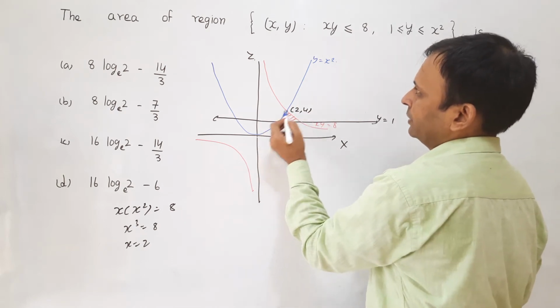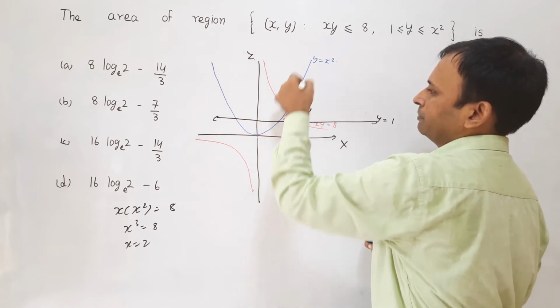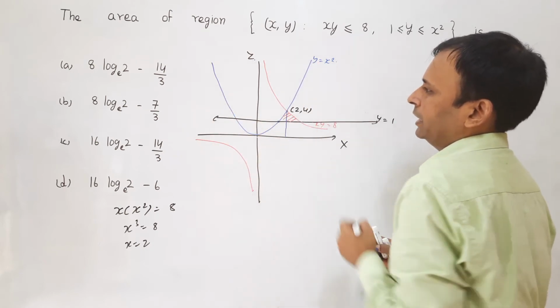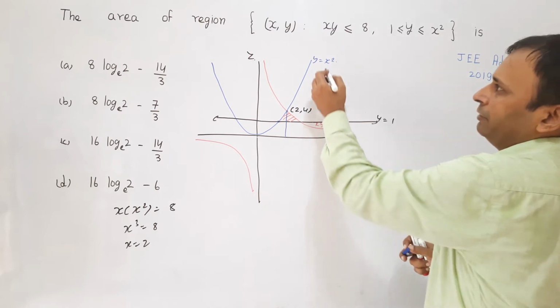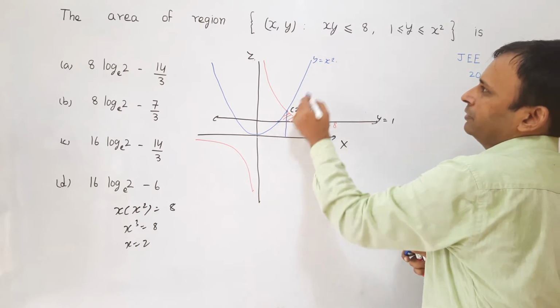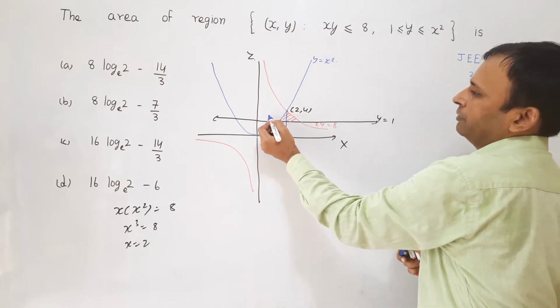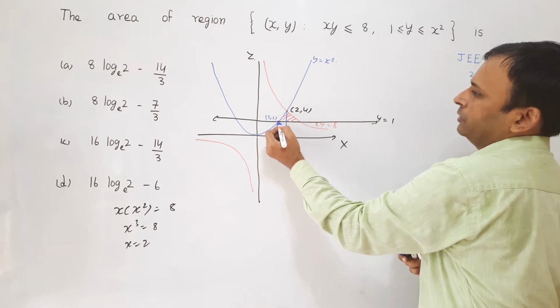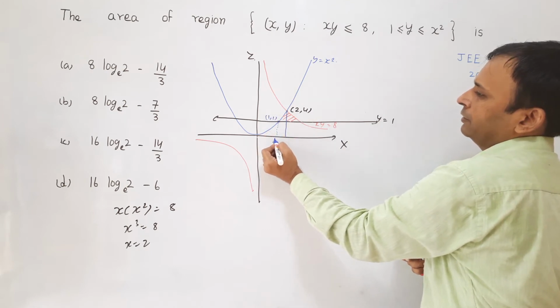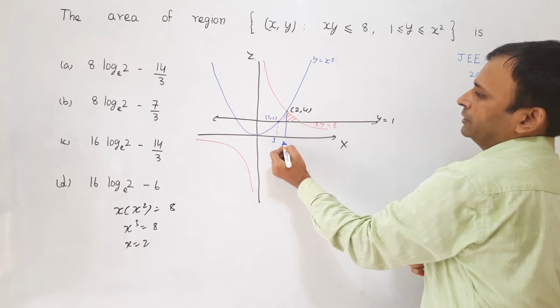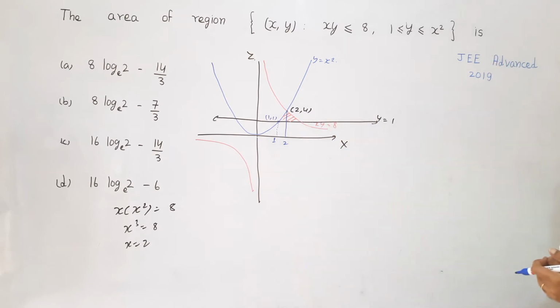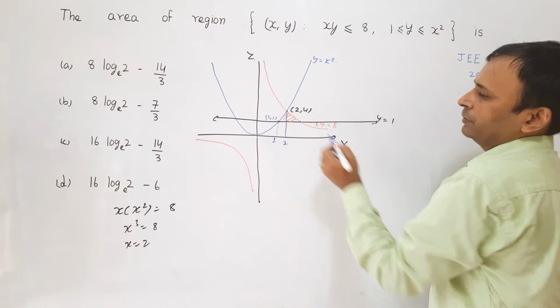Where y is equal to 1 and it will belong to this parabola. So this point coordinate I will have to find out. So when y equal to 1, obviously x will be equal to 1 for this curve. So this point will be 1 comma 1. So here the x coordinate will be 1, and for this point on the x axis the x coordinate will be 2.